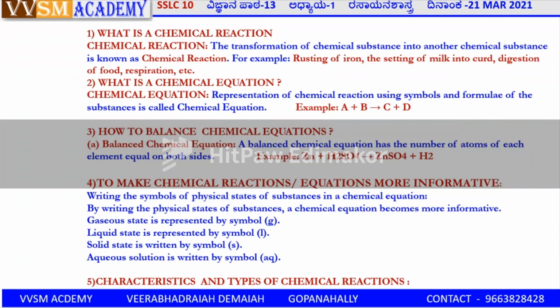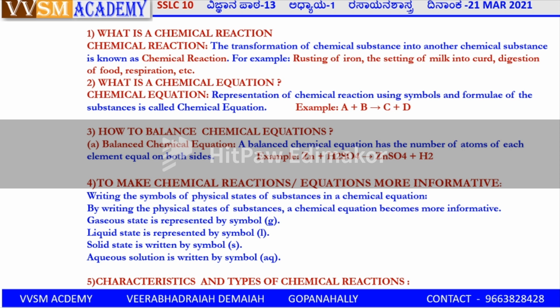The transformation of a chemical substance into another chemical substance is known as a chemical reaction. For example, rusting of iron, the setting of milk into curds, digestion of food, respiration, etc. all come under chemical reactions in chemistry.